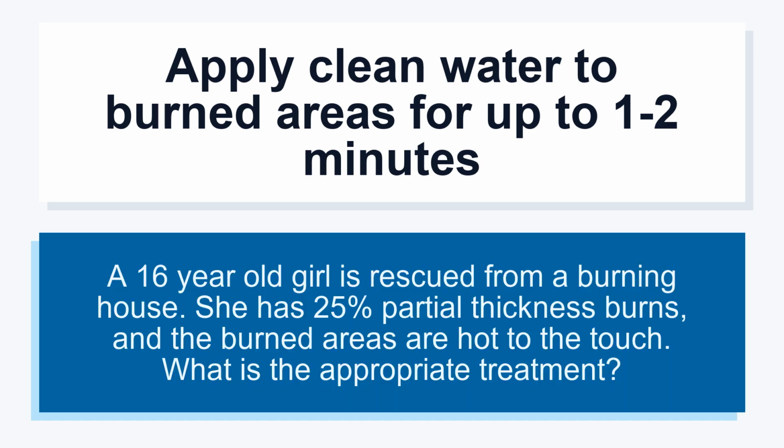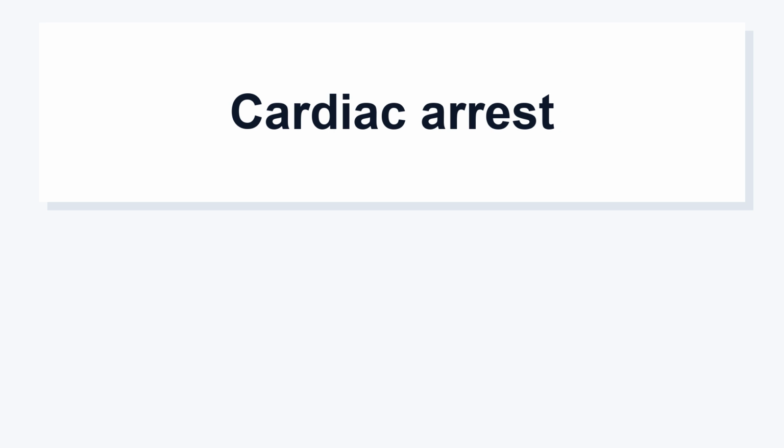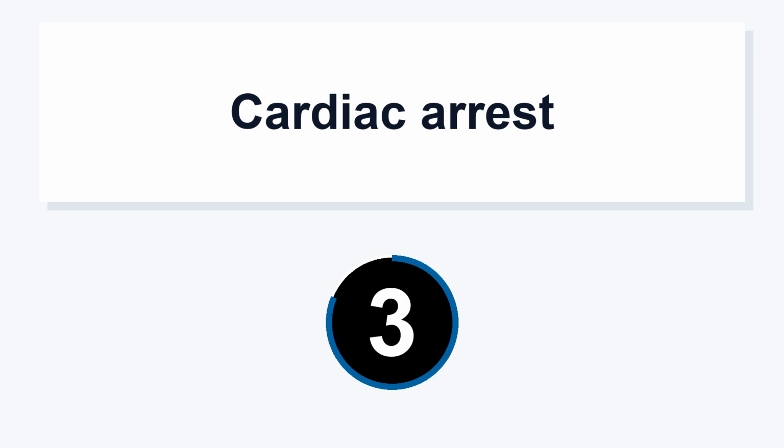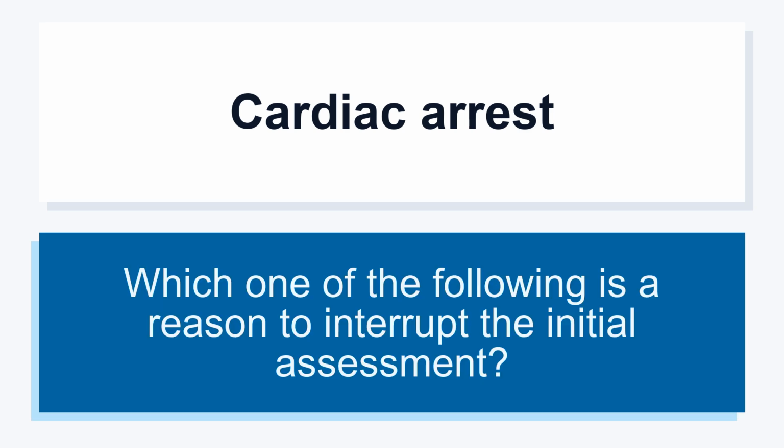A 16-year-old girl is rescued from a burning house. She has 25% partial thickness burns, and the burned areas are hot to the touch. What is the appropriate treatment? Cardiac arrest. Which one of the following is a reason to interrupt the initial assessment? Pre-existing condition, anisocoria.